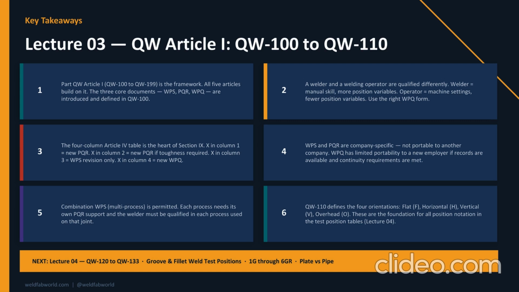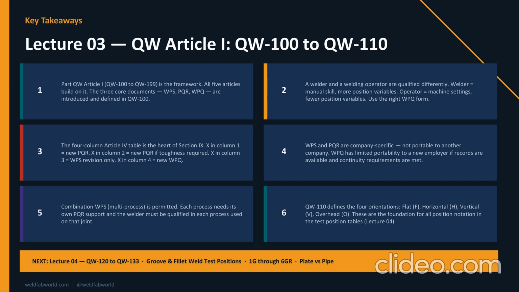5. Combination WPS, multi-process procedures, are permitted and common. Each process requires its own PQR support. Each process's thickness range is qualified independently. The welder must be qualified in every process they will use on that joint.